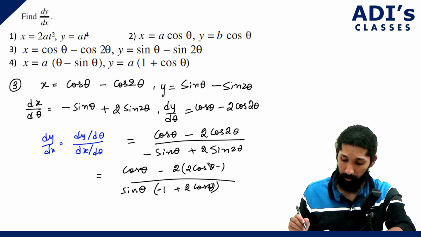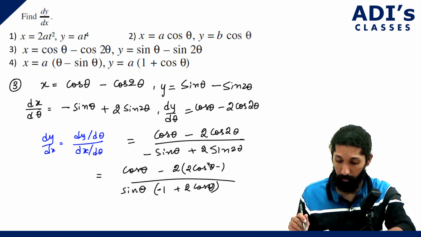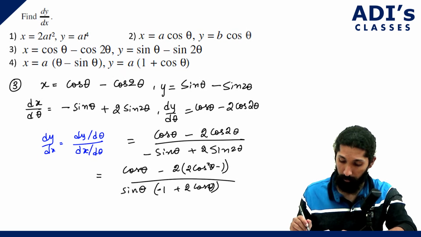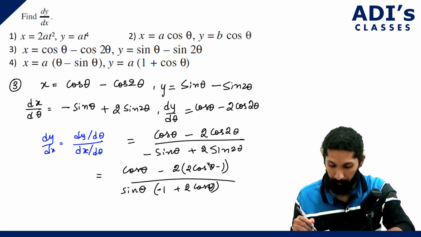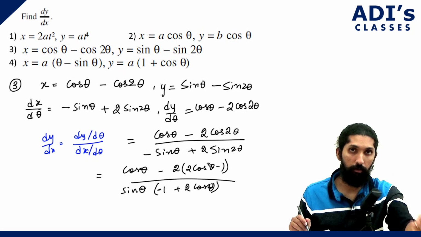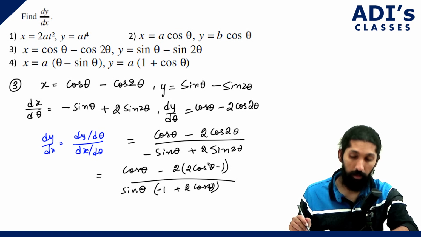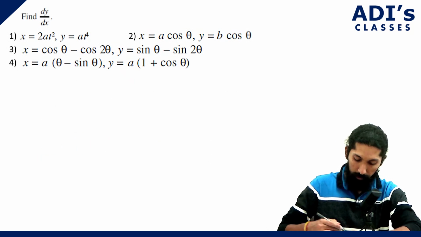If you look at the expression, I don't think you will be able to simplify it further, except for the fact that we have 2 cos square theta minus 1 inside the bracket. So you can just keep it as it is, or you can keep it the way it was before. All right. So this is going to be the answer for the third one. Now let's look at the fourth one. See the fourth one.